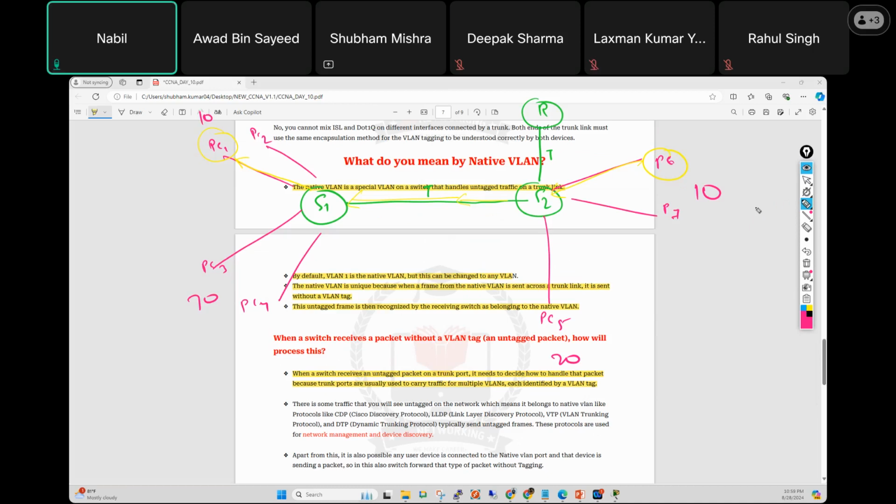Could we change the native VLAN to another VLAN? Yes, by default it is VLAN number 1, but definitely we can change the native VLAN. And the native VLAN must match, guys. Let's suppose you are using VLAN number 10 as the native VLAN here; you must configure VLAN number 10 as the native VLAN on the other side too. Otherwise, you will get the error native VLAN mismatch. Clear? Everyone? Understand?